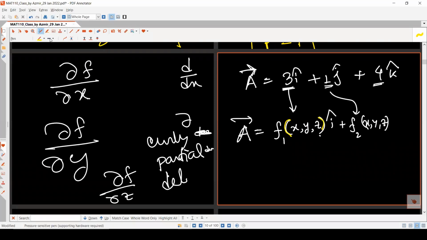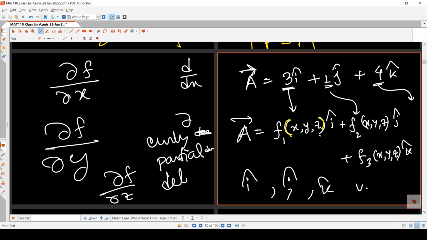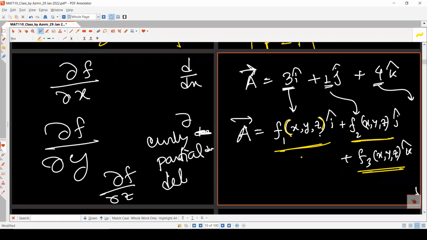Okay, so f1, f2 plus, instead of 4, we have f3(x, y, z) k. i cap, j cap, and k cap, or i hat, j hat, and k hat. You know that i, j, and k hats are unit vectors, standard unit vectors. So I am not going to details of this part, but here the main theme is, instead of constant values like 3, 1, and 4, we may have a function. So we have to know how to deal with this type of vectors. So instead of vector, we can name these vectors as vector fields.